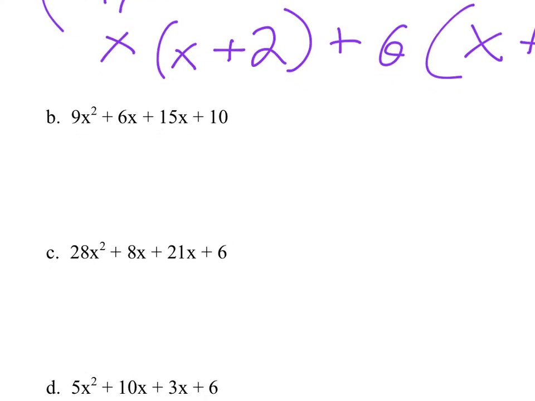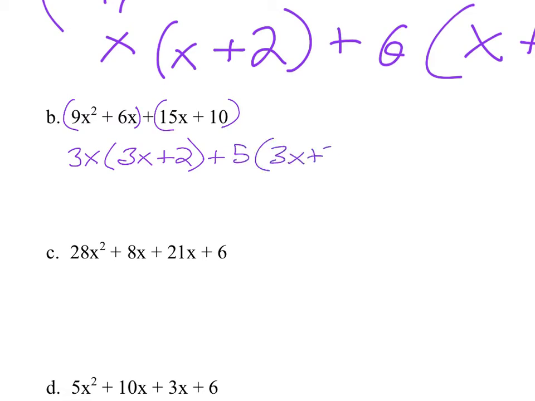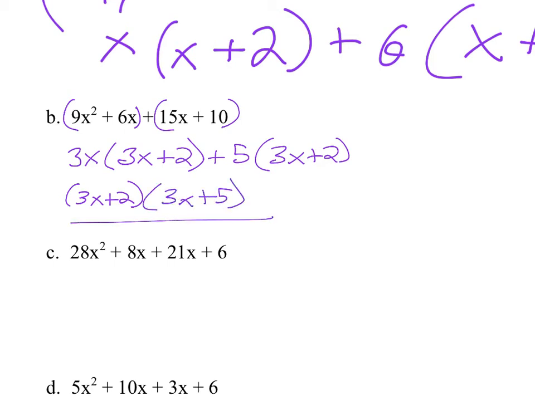All right, we have 9x squared plus 6x. Again, I'm going to pair them off. The first two, they both have a 3, and they both have an x. So I'm leaving behind a 3x plus 2. In the second term, they both have a 5, and that again will leave me with 3x plus 2. I factor out the 3x plus 2, and I leave behind 3x plus 5. And that's my factored form.